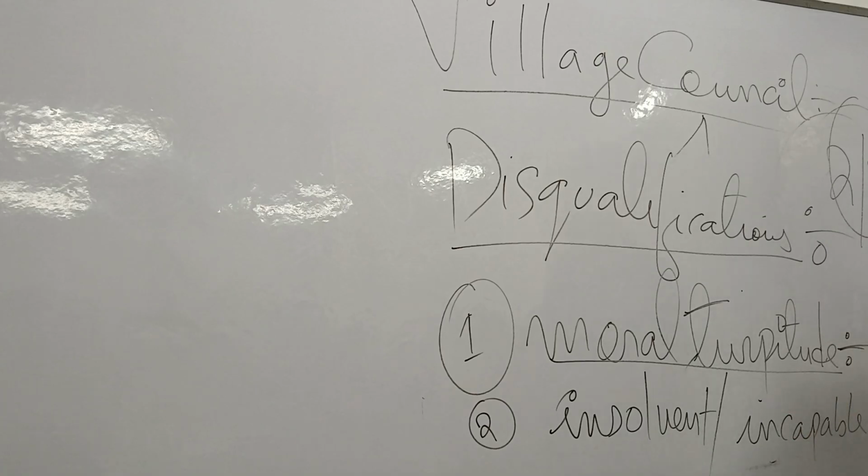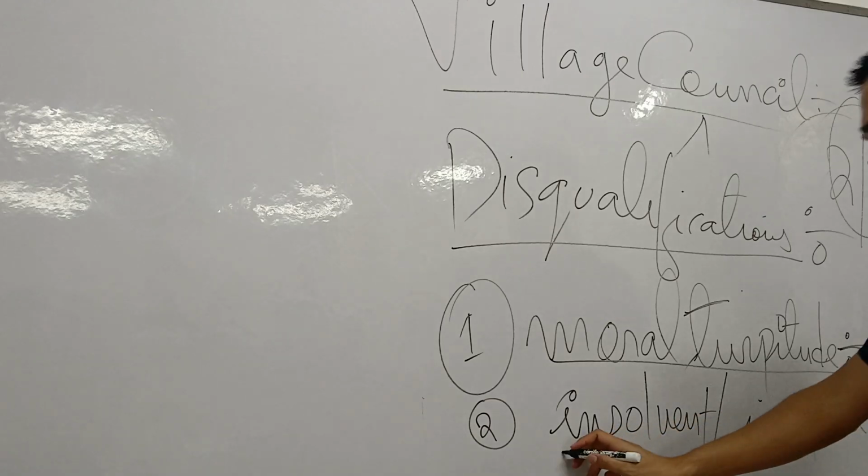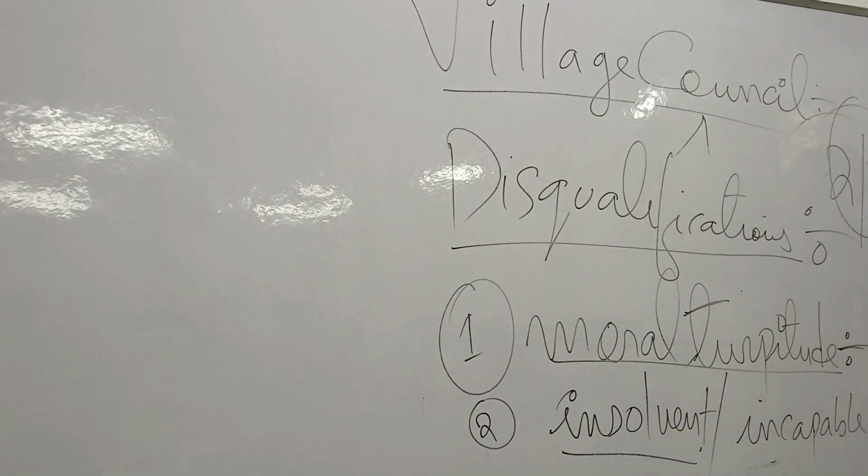Insolvent means you have borrowed so much money. You have taken so many loans from the state government and you are unable to pay. Or suppose from your friend also. In the village, you borrow so much money and are unable to pay. These people will never be allowed to serve in the village council because a village council member's job is to look after the people. If he is involved in insolvency cases, how can he deliver service? So not possible.